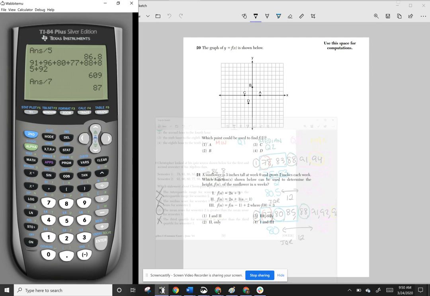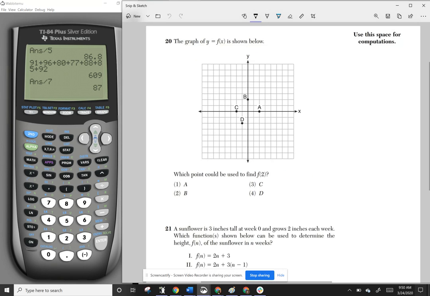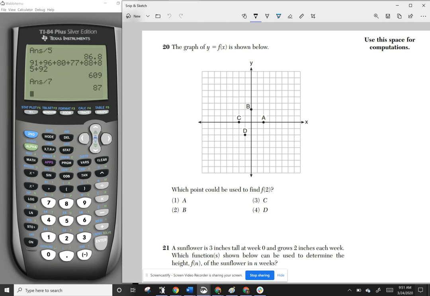Okay, let's move on to question 20. Okay, so we have the graph of a function shown on the axes. Which point could be used to find f of 2? Well, remember, whatever goes inside these parentheses, that's x, right? So we want to look for where x is 2, and the only point that has a value where x is 2 is A. So A is going to be our answer.